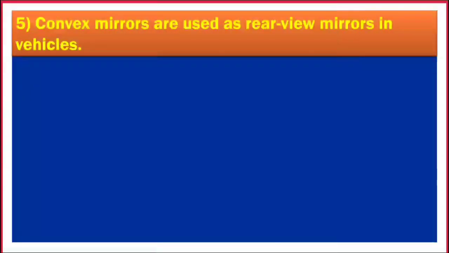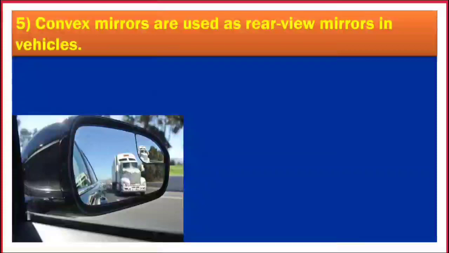Fifth one, convex mirrors are used as rear view mirrors in vehicles. In vehicles, convex mirrors are used as rear view mirrors or side view mirrors to see the vehicles which are behind them. Here we can see convex mirrors used as rear view mirrors.